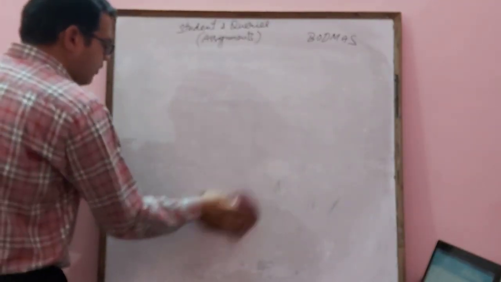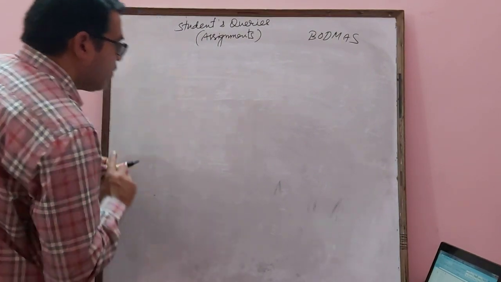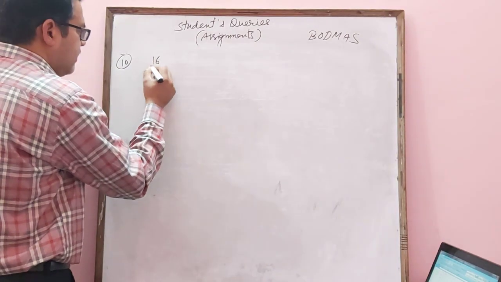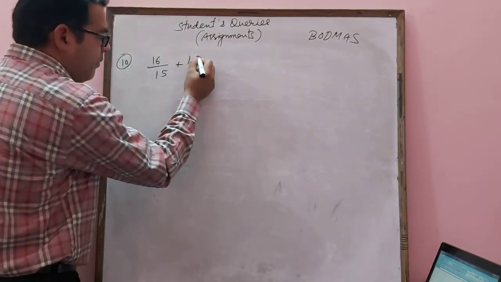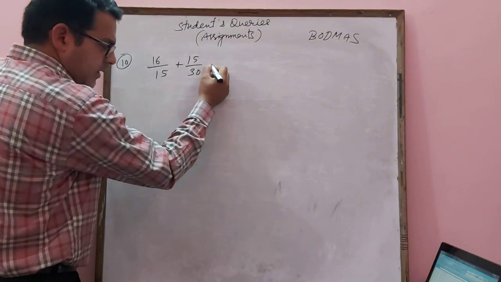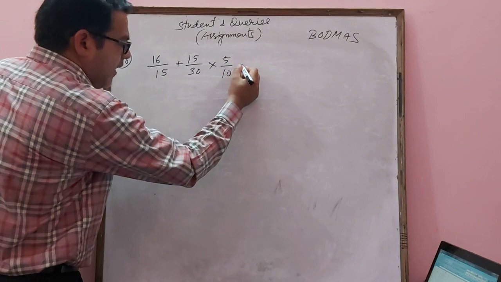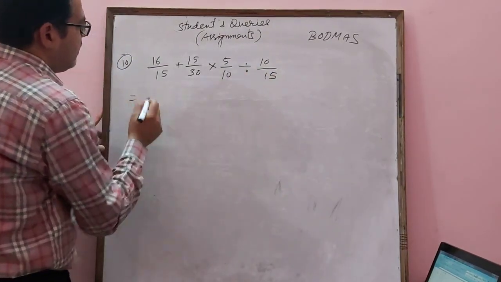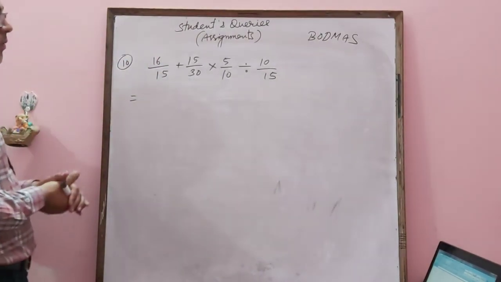Now one more question I am taking today, question number 10, the last question of the assignment. 16 upon 15, plus 15 by 30, multiplied by 5 by 10, divided by 10 by 15. Right? BODMAS rule, you have to look on BODMAS.